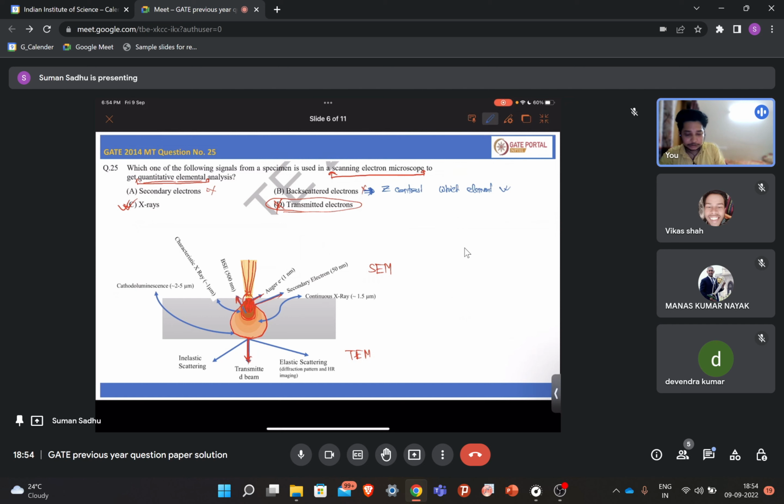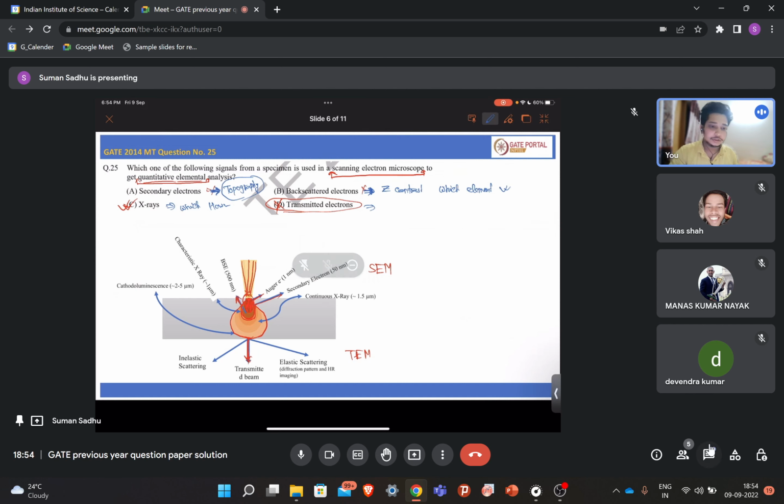And from secondary electron, topography, right? Just remember from which signal, which information you will get. It will be useful. And X-ray, which element and how much. And transmitted is for TEM purpose. There are many things involved: diffraction, dark field image, bright field image. That is another part of this microscopy.